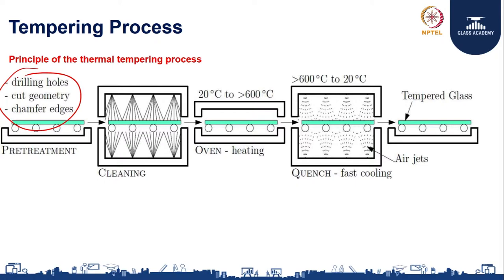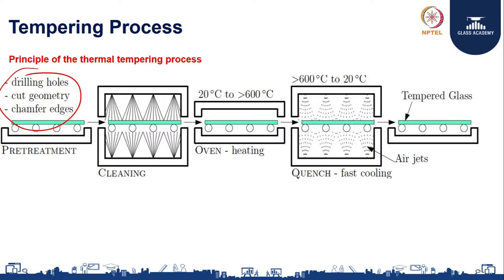So, the next stage it goes to an oven where it is heated up. It starts at room temperature, around 30 degrees, and it has to cross the Tg, that is the glass transition temperature, which will be greater than 600 degrees Celsius. From 600 degrees Celsius, it is cooled very fast, that is called quenching.